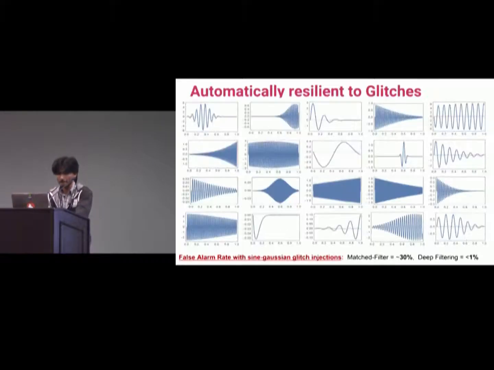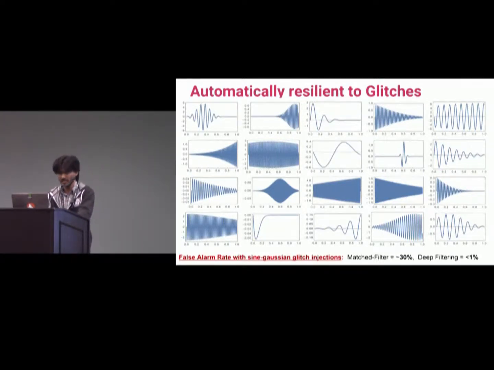And another advantage is that LIGO has a lot of glitches. Sine Gaussian glitches are what's frequently observed in these LIGO detectors. Their sources are not known. So we tried injecting a bunch of these glitches which are not signals, and we found that the neural network can still differentiate these glitches from signals. So the false alarm rate in the presence of glitches is less than 1%.